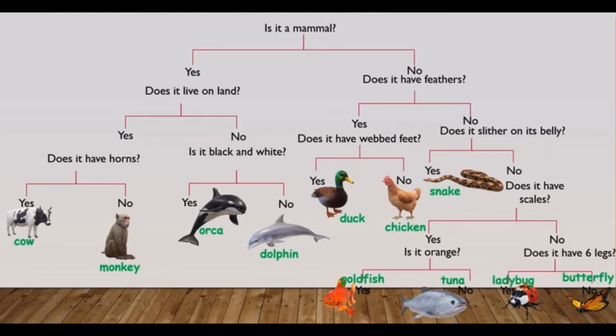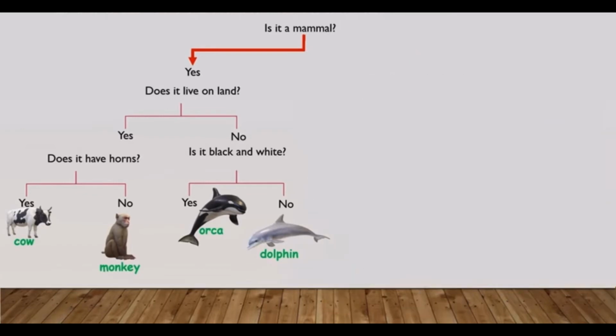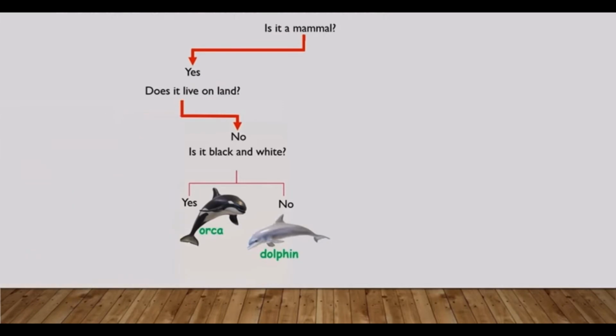Okay, so you're going to ask the first question: is my unknown animal a mammal? Yes or no? Now you look at it and you reply, yes, it is. Based on this answer, you can now disregard the right side of this key, because the right side of this key are the non-mammals. So your answer has led you to the next question: does my mammal live on land? No, it doesn't. So we're going to disregard the monkey and the cow. Now this leads you to the next question: is my mammal black and white? No, it's not. Now your animal is identified as a dolphin.